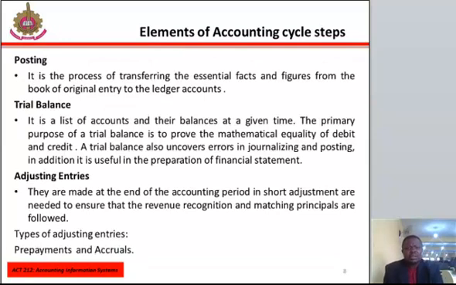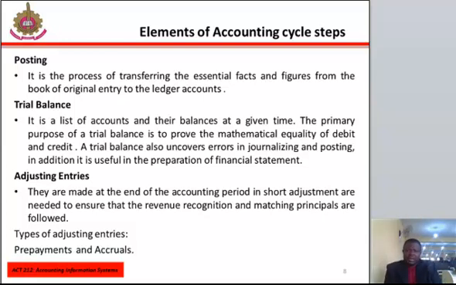Posting is another element of the accounting cycle steps. It is the process of transferring the essential facts and figures from the book of original entry to the ledger account. The number in the posting reference column serves two purposes: 1. Indicates the ledger account number of accounts involved, and 2. To indicate that the posting has been completed for the particular item.